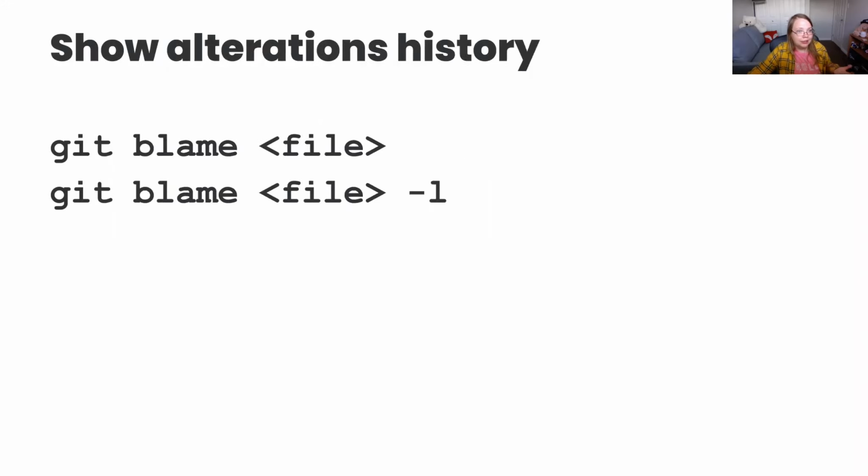Show the alteration history. That one is a favorite one. If you don't know who broke stuff and you want to figure it out, use git blame and it will show you exactly how the file was altered through time, and you can know who might have broken something unintentionally on your team, or maybe it was you, but you can actually revert it back and figure out what is broken. Helps with debugging.